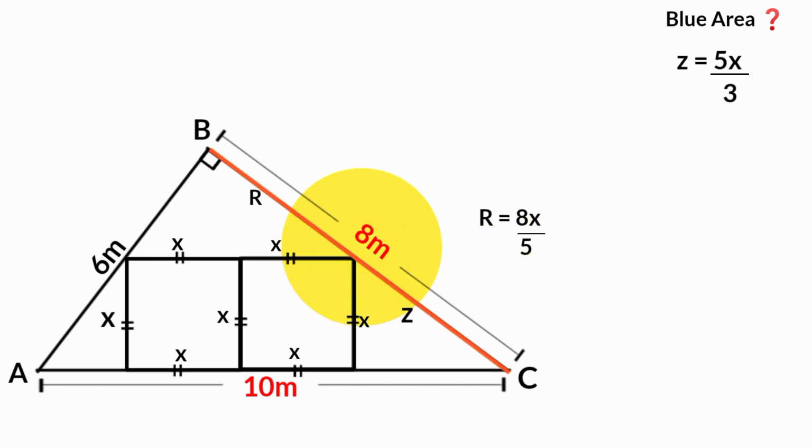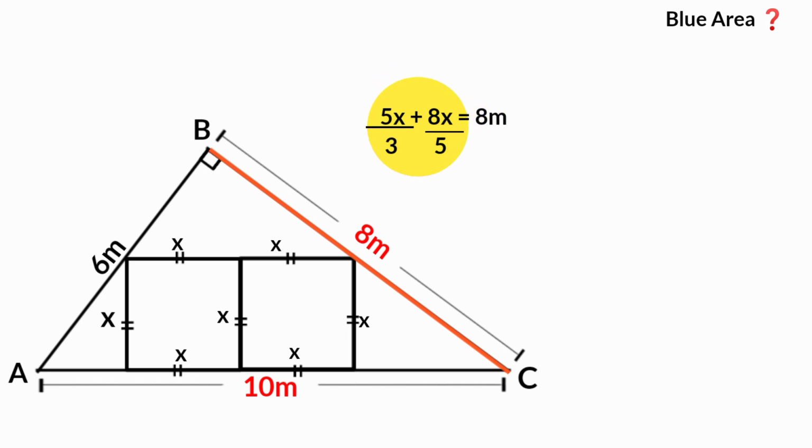If you look at this whole line, its length is 8 meters. But its length was divided into two parts, that is r and z. So therefore z plus r equal to 8 meters. But here r is 8 over 5x and here z is 5x over 3. If you substitute here now, 5x over 3 plus 8x over 5 equal to 8 meters.